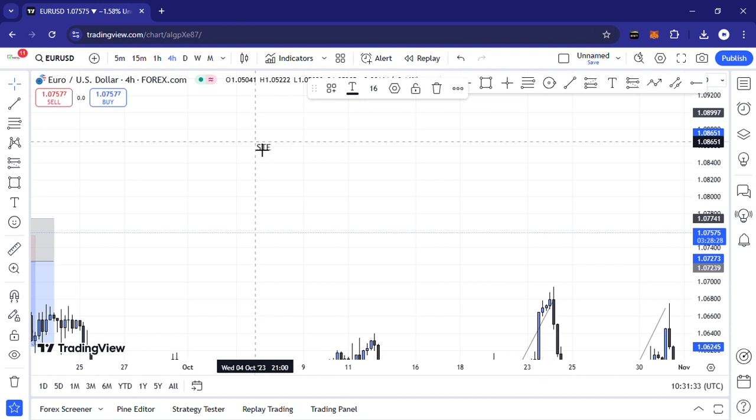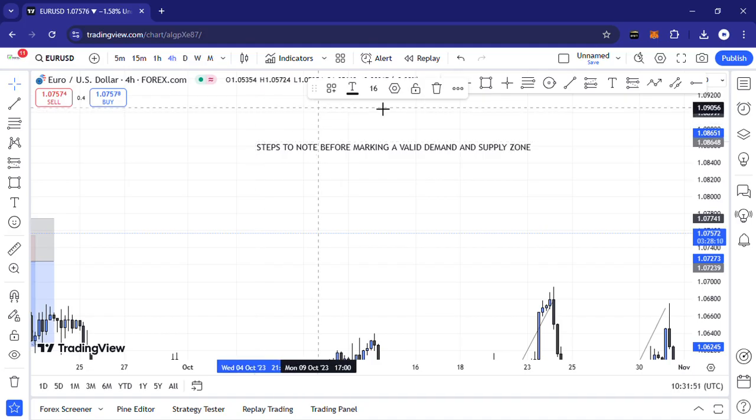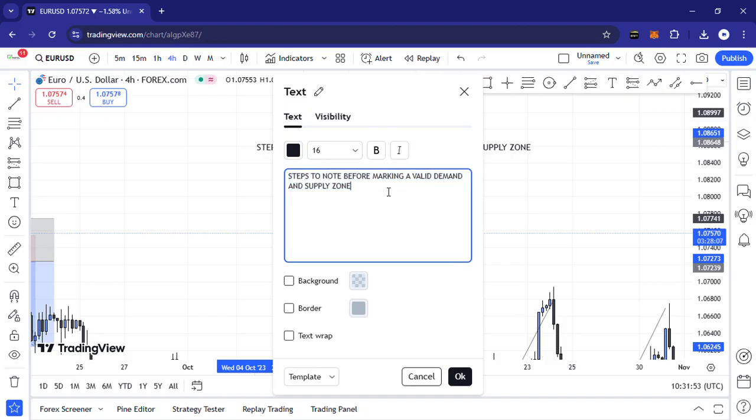Steps to note before marking a valid demand and supply zone. These are the steps. Okay, now pay attention. The first is that you must first note the market direction.